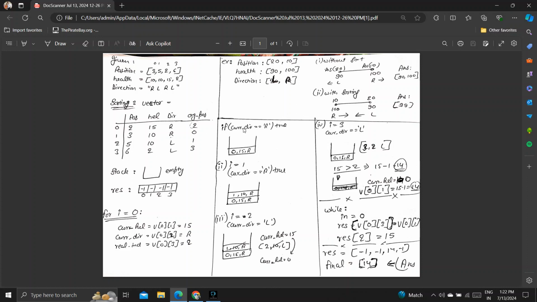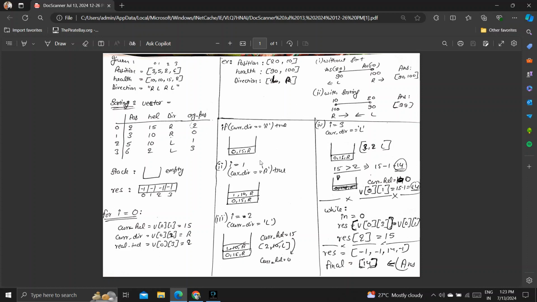All right, now if the current direction is equal to right, which is true, then we have to insert this particular zeroth index into the stack. Here for better understanding, I have also inserted 15 and R, but in actuality, only 0 is inserted. Now we will move to this. The current direction is R only, so it's true. So basically, we will insert the values into the stack. So 0 and 1 are on the stack for now.